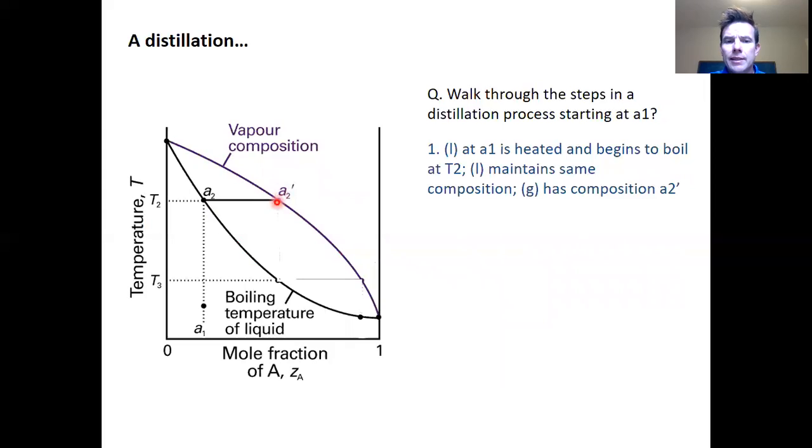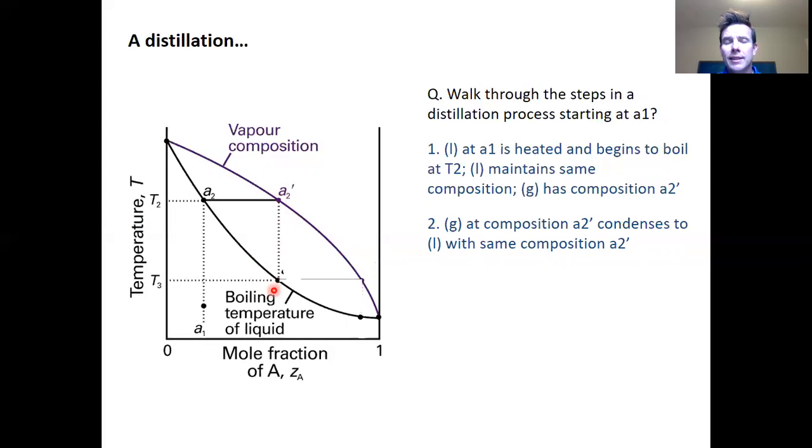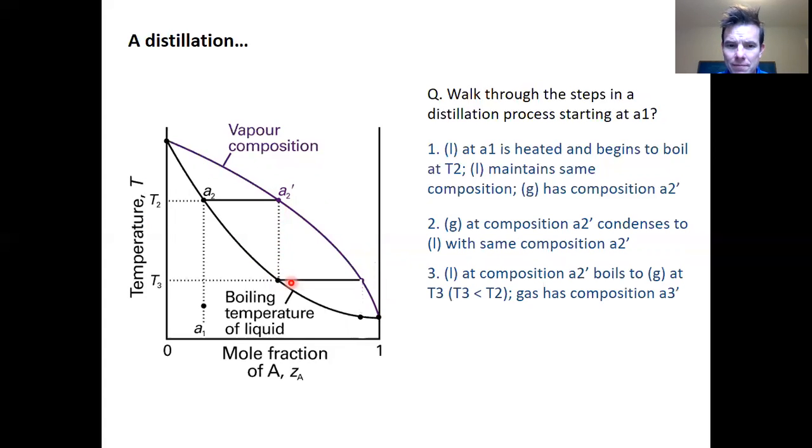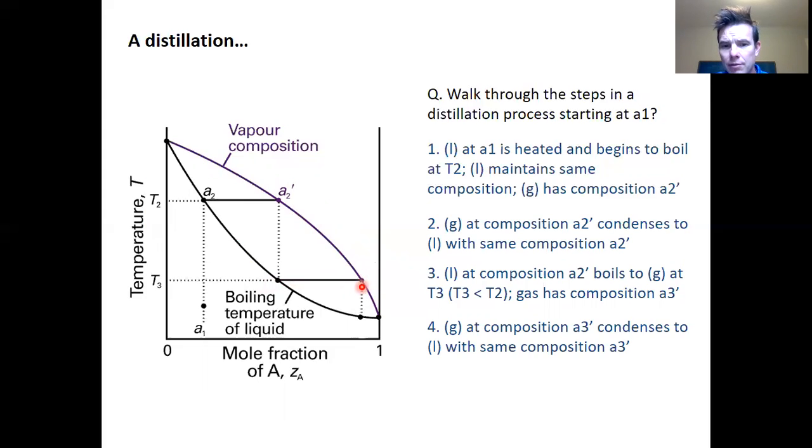You then imagine taking this vapor and condensing it. I said liquid, but I meant vapor. You take the vapor at A2 and then you condense it to a liquid. That will happen if you can cool it to temperature T3. The composition of this liquid is the same as it was here. We haven't changed anything. And then you boil it again. So if I boil that liquid to a gas, it now becomes enriched in A, whatever this thing is. And then you just repeat this cycle. And at the end of the day, what you can do by doing this is purify your liquids.